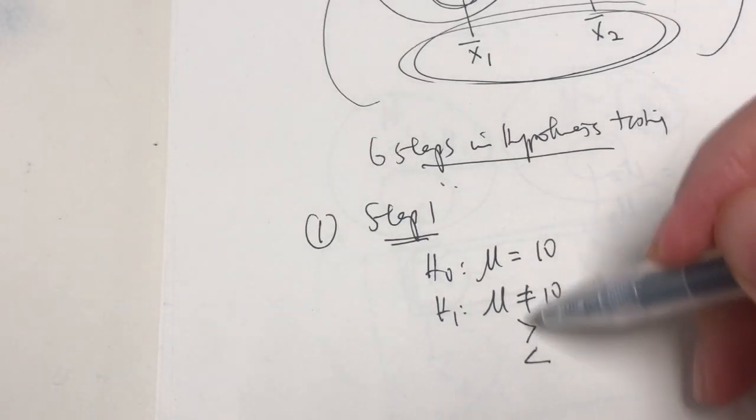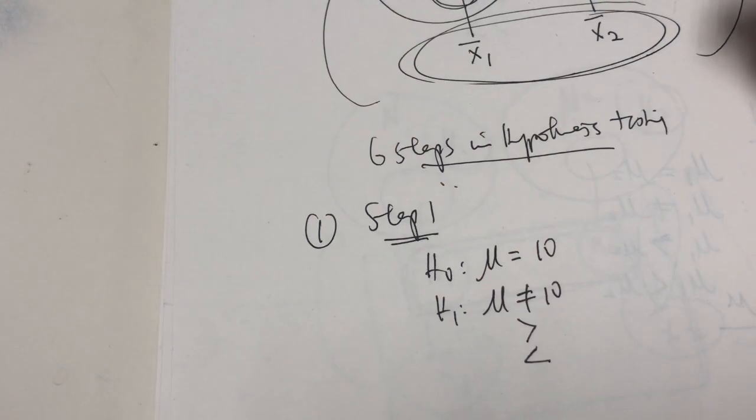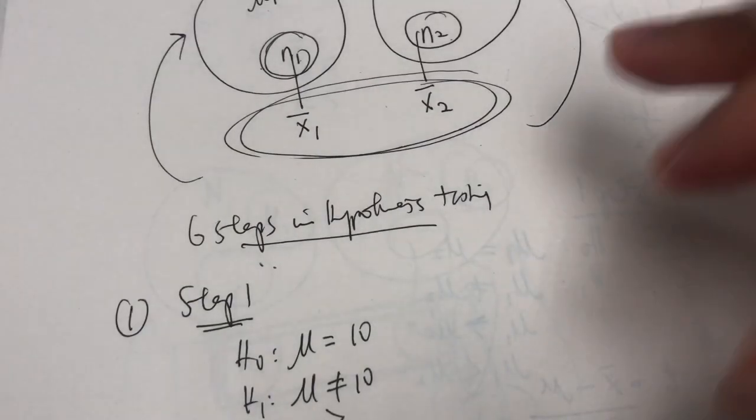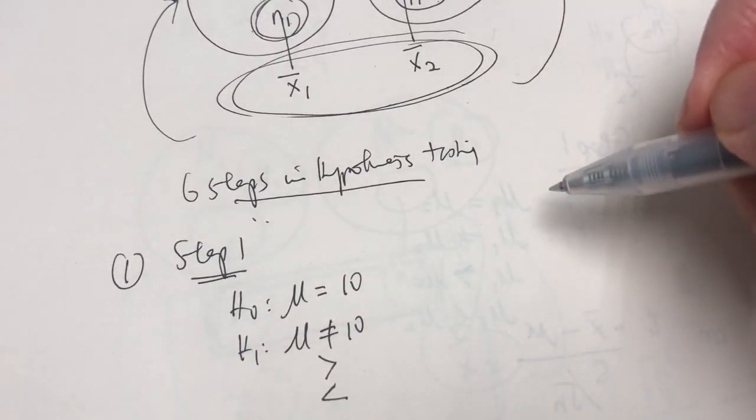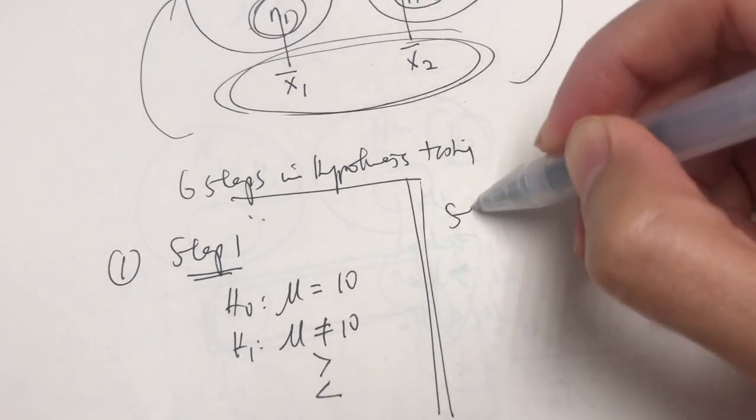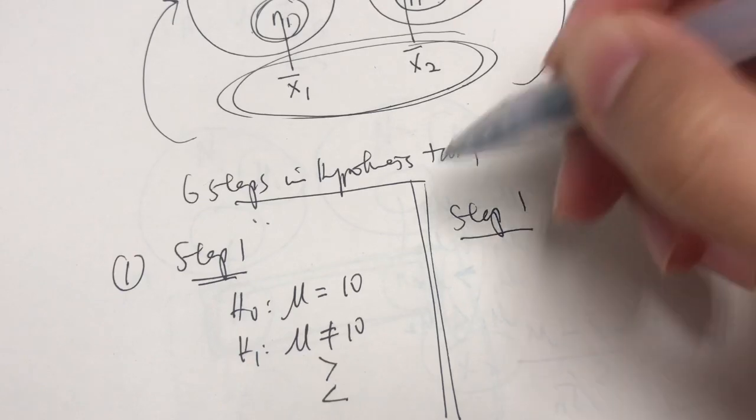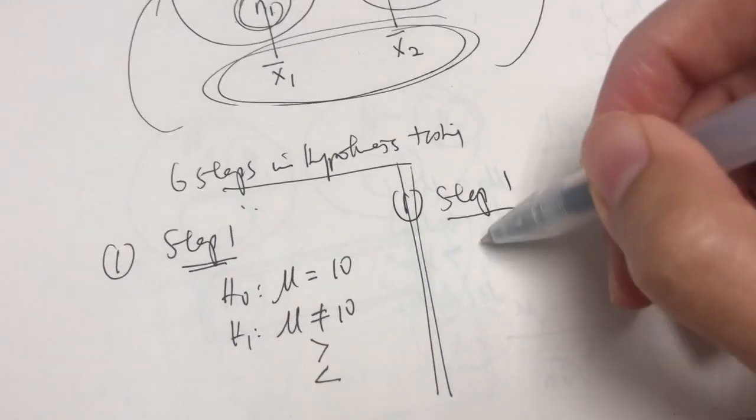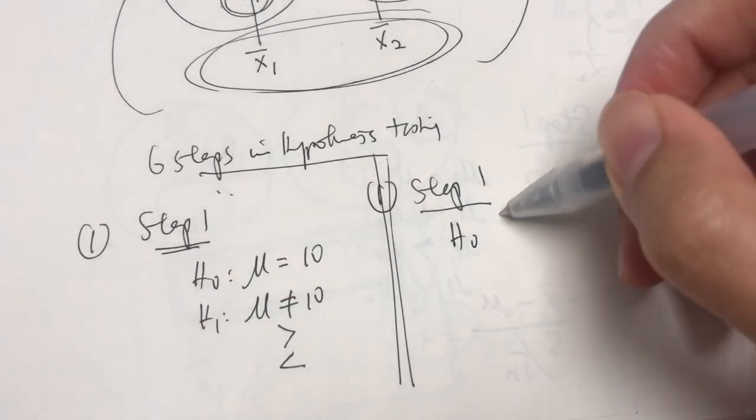Okay, so remember, the sign here depends on the question. But if it's a 2 sample mean test, let me just have a divider here. Again, this is step 1, but for a 2 sample mean test, how do we write the null?